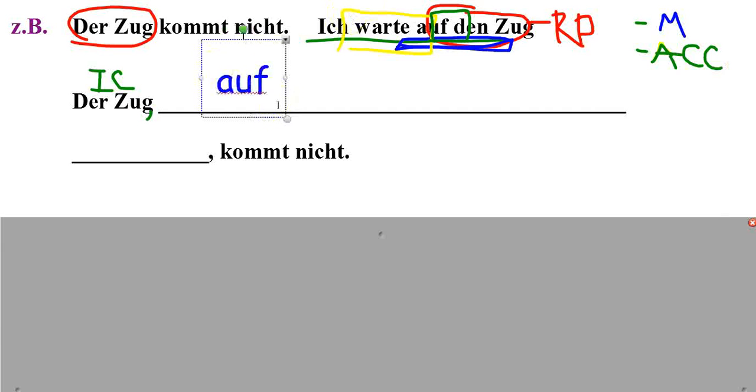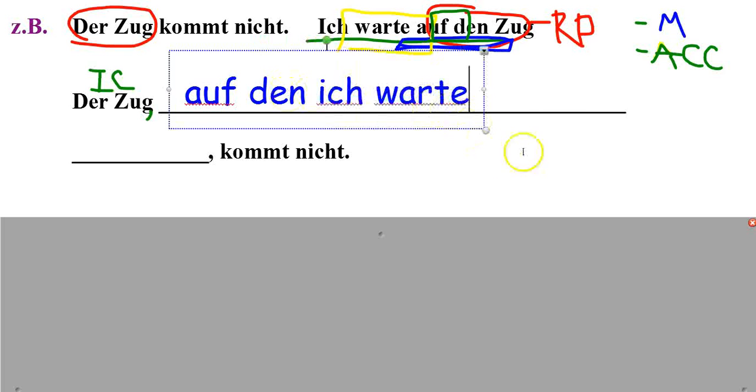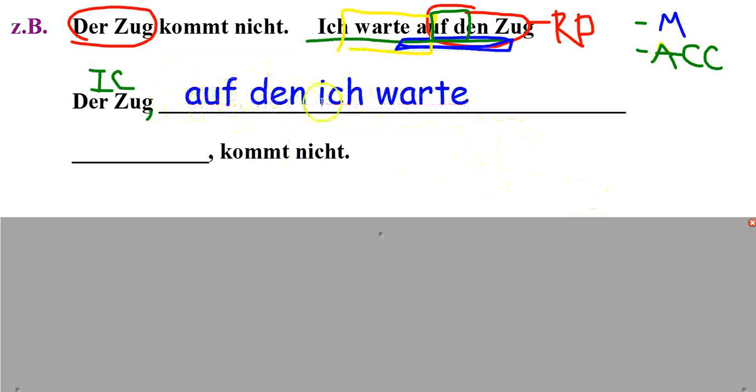Okay, so auf den, right? So we have our preposition and we have our relative pronoun. And what happens to our verb? Yay, it goes to the end. So if you recall what the instructions were, this is treated like a subordinating conjunction. So we have to put our verb placement at the end. Der Zug, auf den ich warte, kommt nicht. The train on which I wait isn't coming.